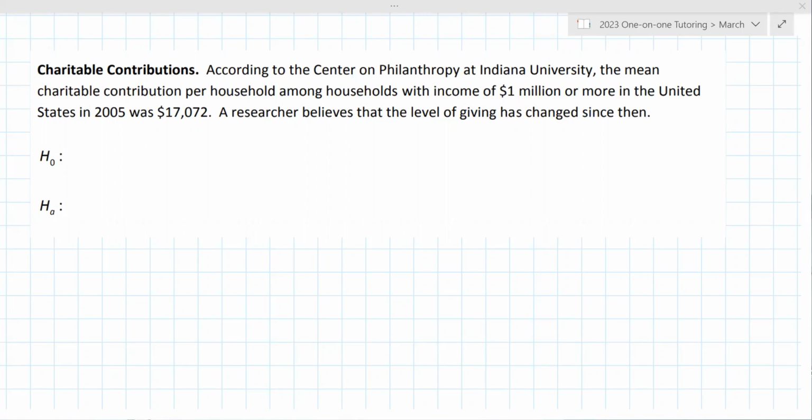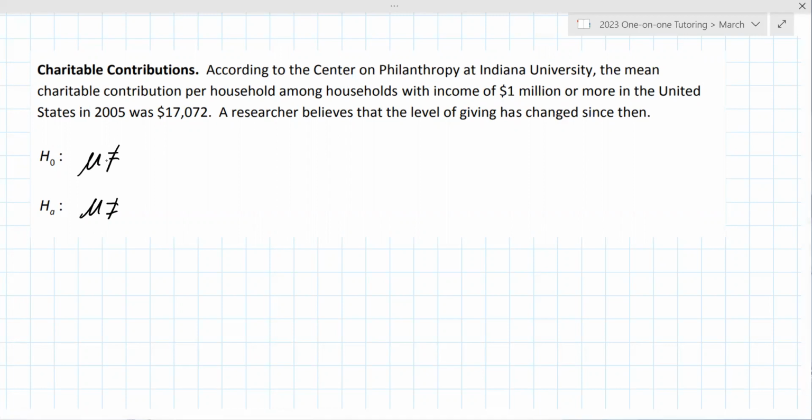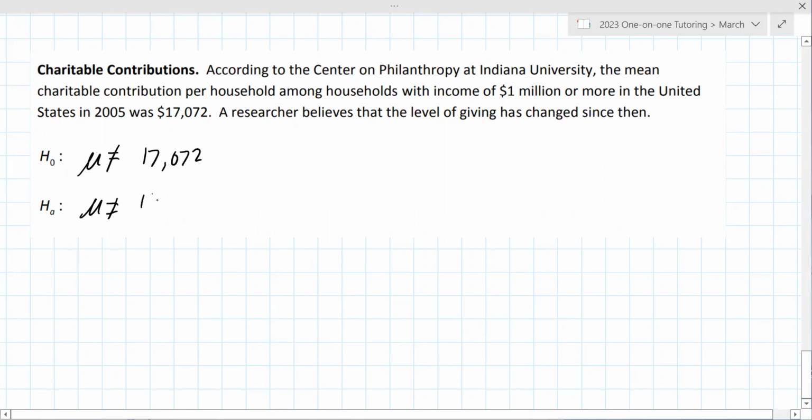How are you doing on this one? Is this one equal to and not equal to? Yes. Now there's a second part here, which is which number is it equal to or not equal to? Is it the 17,000? Yes. And that keyword there is has changed. Has changed.